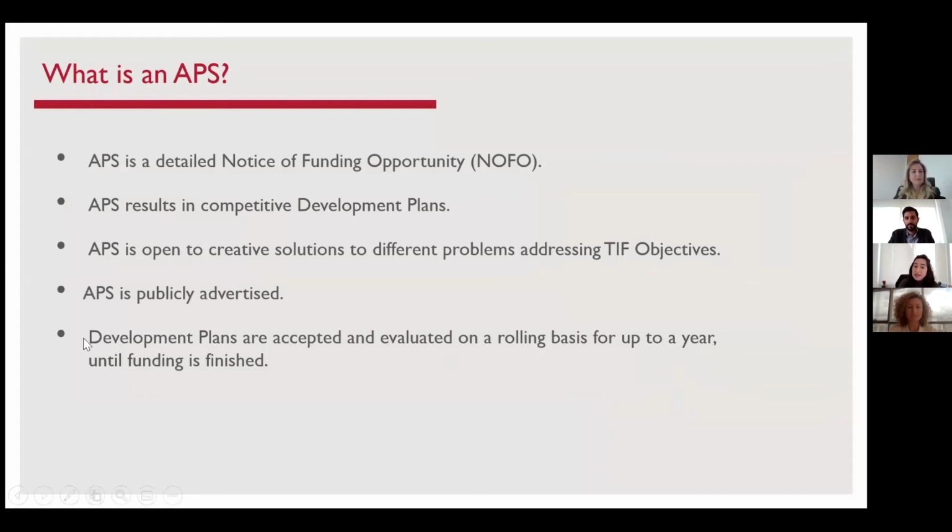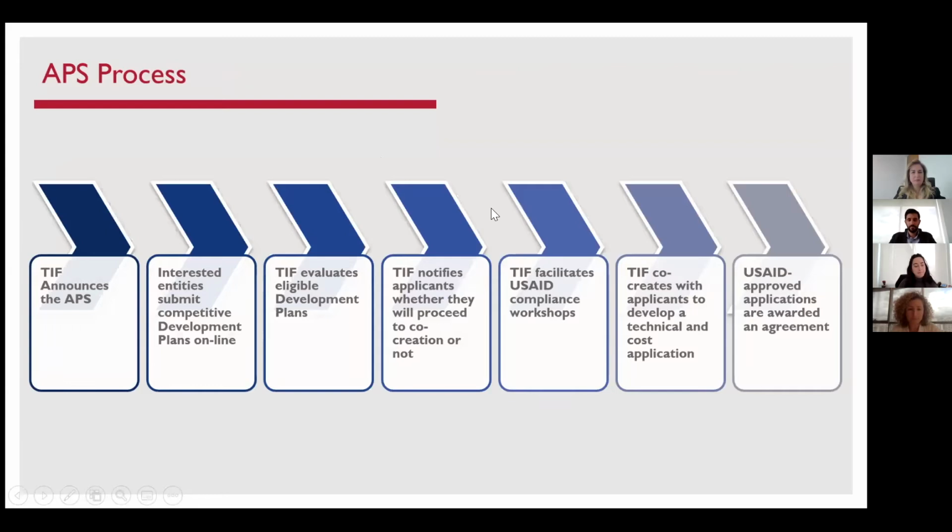So APS is open to creative solutions to different problems addressing our objectives at TIF. APS is publicly advertised, and the goal of this is so that we can reach as many interested parties as possible. Development plans are accepted and evaluated on a rolling basis for up to 1 year or until the funding is finished. As for the process, it is a highly competitive process.